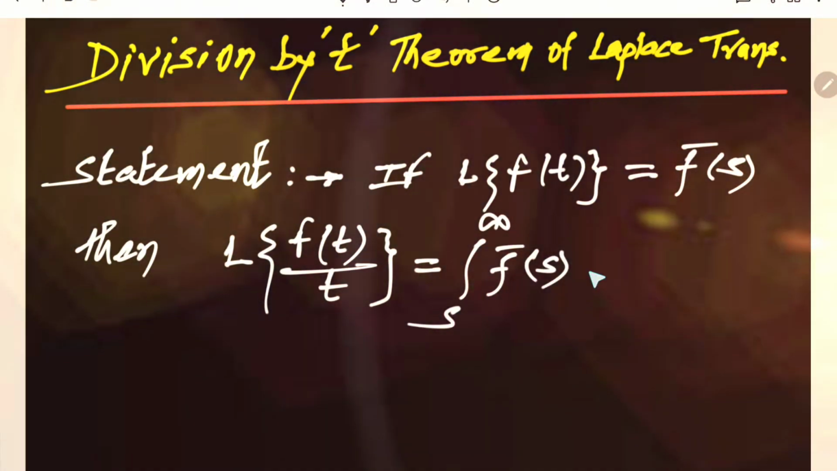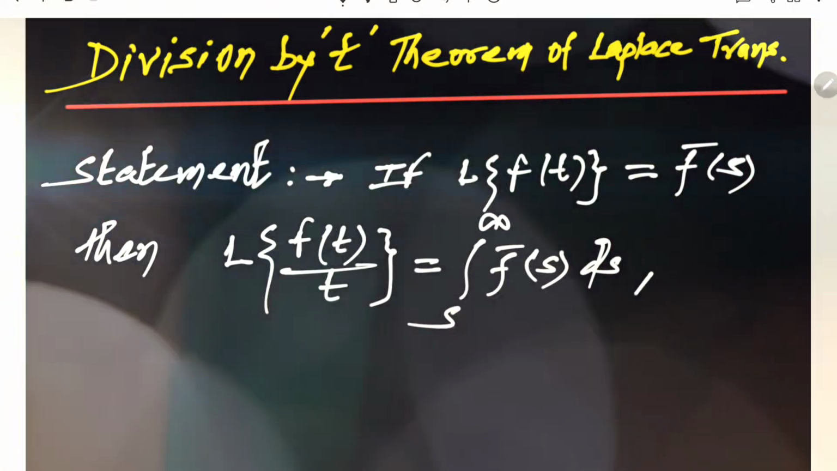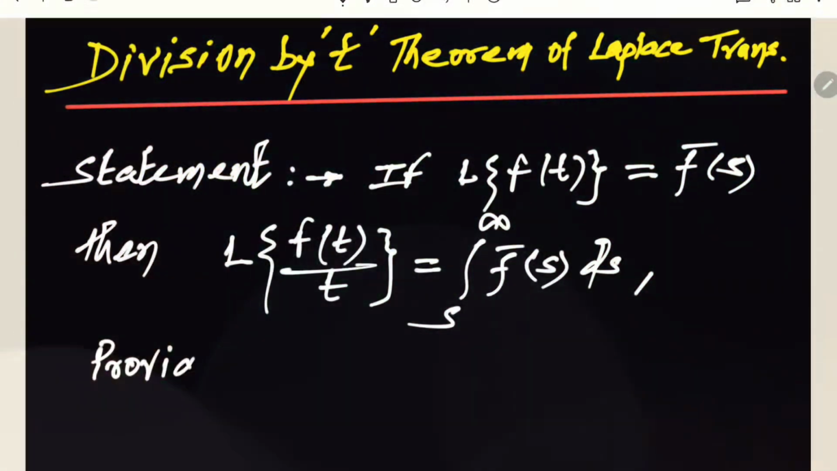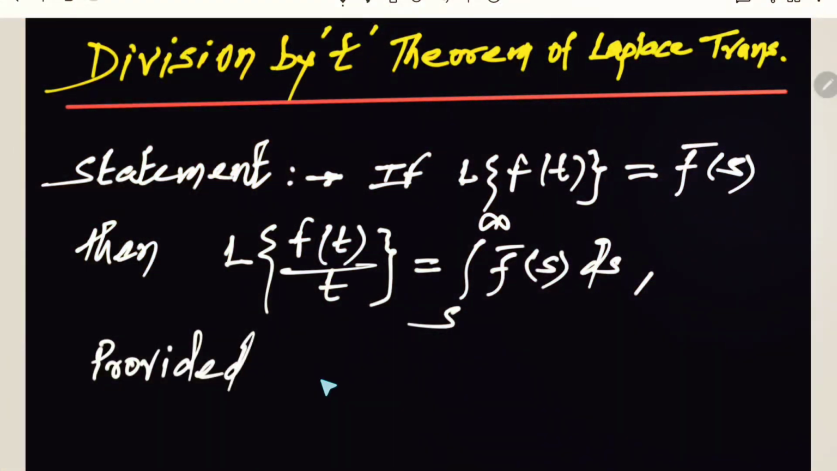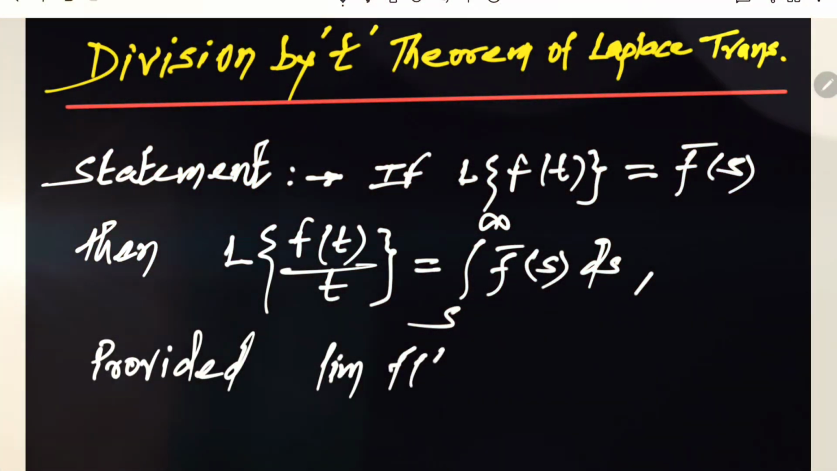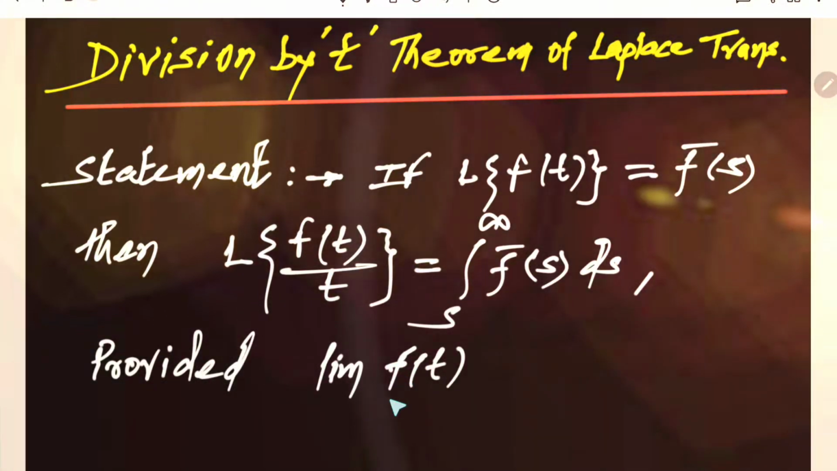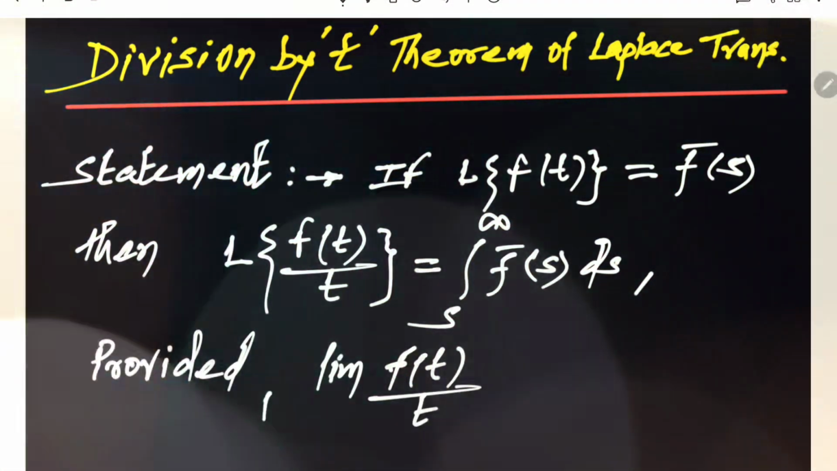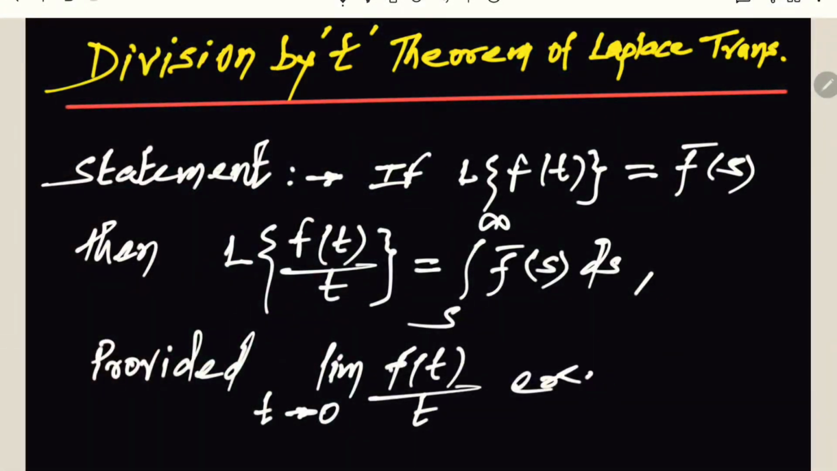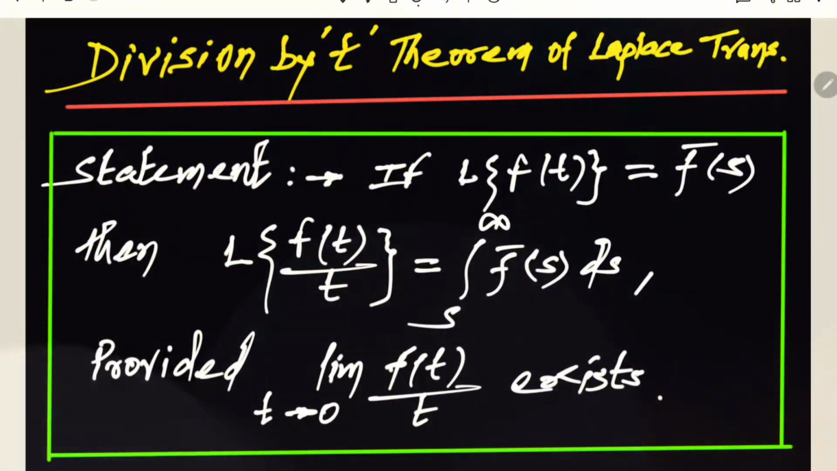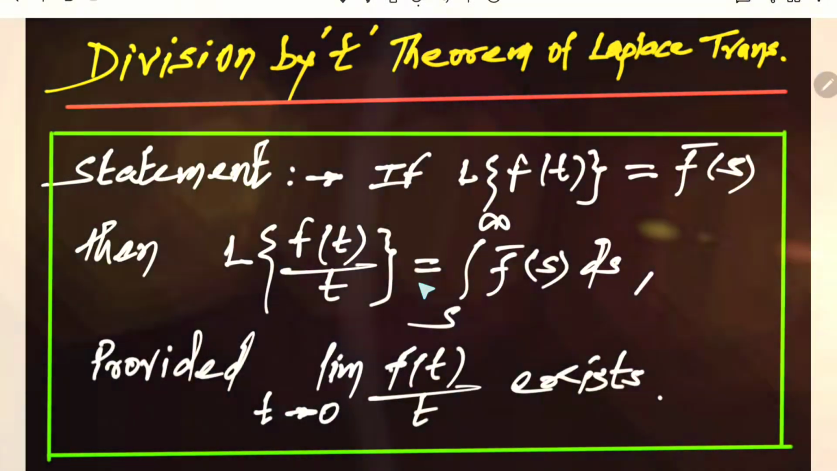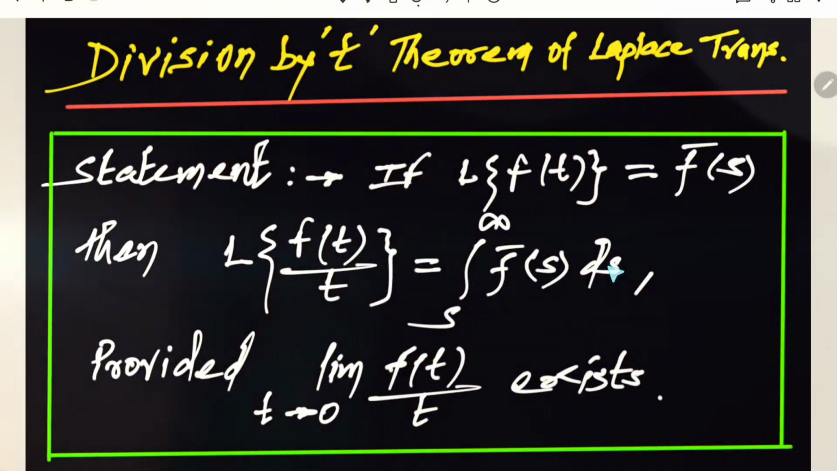F bar of s means the Laplace transform of that function f of t, provided that the limit of f of t by t as t tends to 0 exists. Only if this limit exists can we obtain the Laplace of that by using this theorem. After this, we try to solve some simple examples based on this theorem.